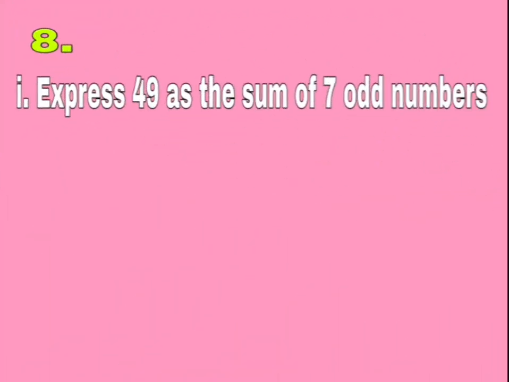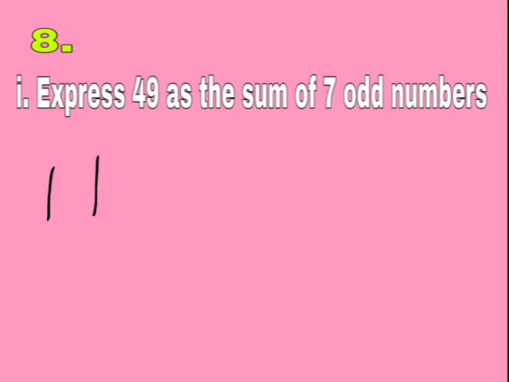Okay, now let's solve question number 8. Question number 8 is: express 49 as the sum of 7 odd numbers. Question number 8 is the reverse of question number 7, right? In question number 7, they only gave the odd numbers, and we just found the sum. So here the sum is already given, and we have to express it with the help of odd numbers.